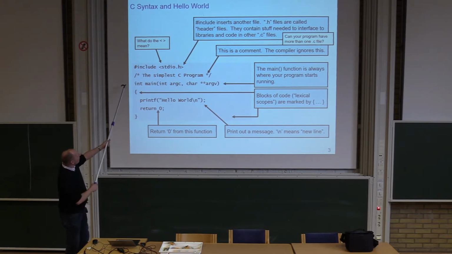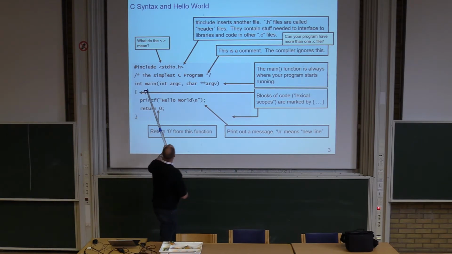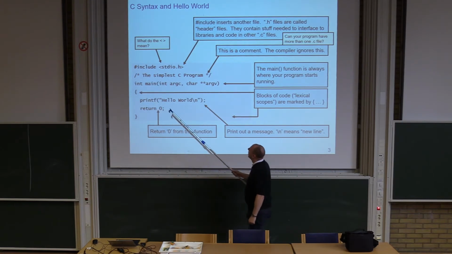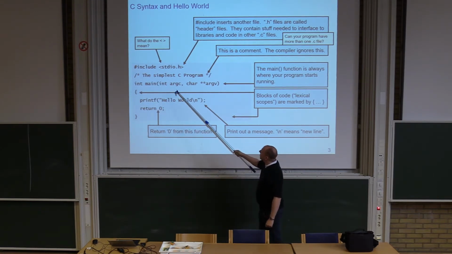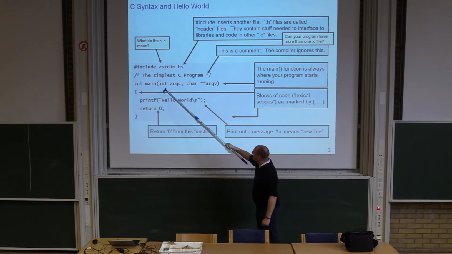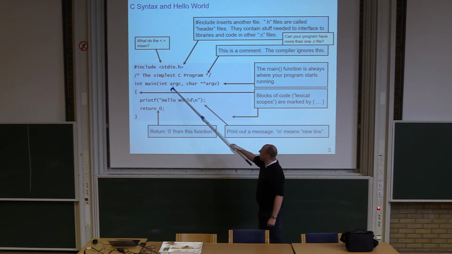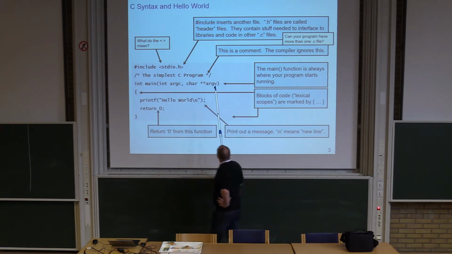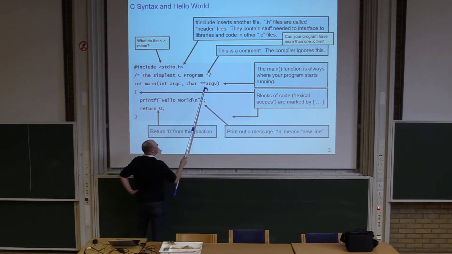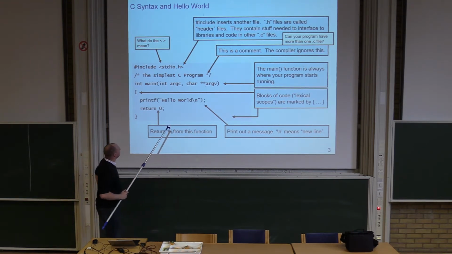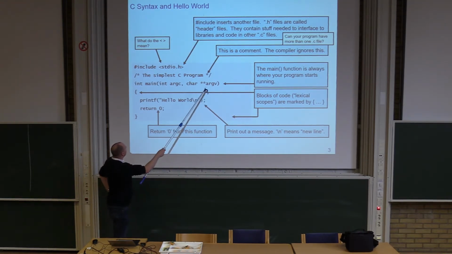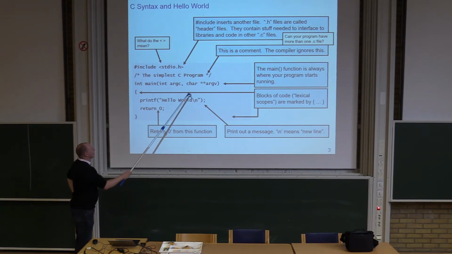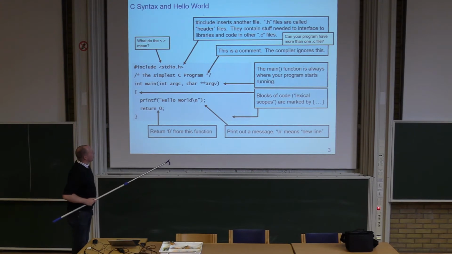Then we see that there is a function here called main. It returns an integer, and it has two arguments. The first is an integer called argc, and the second one is a pointer to a vector of arguments. We'll come back to what this means. We'll discuss these stars here in more detail later.